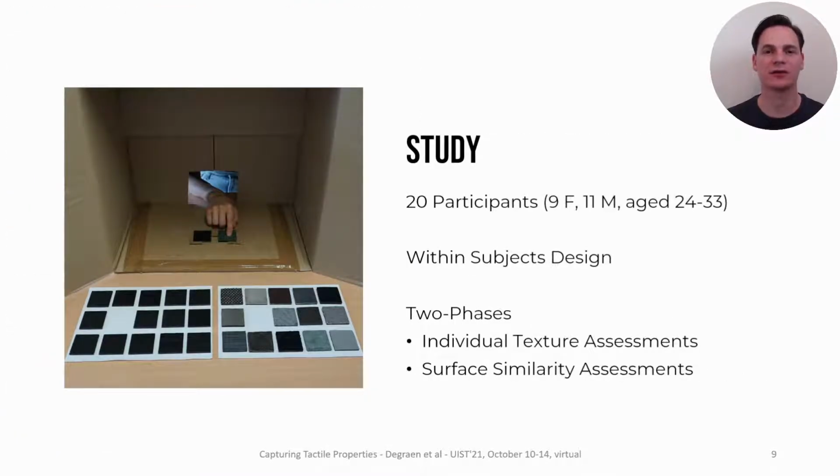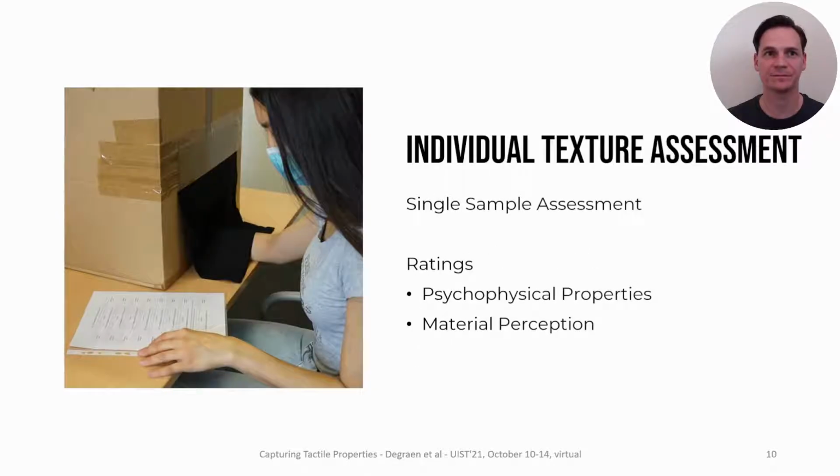To evaluate our haptic reproduction process, we conducted a user study with 20 participants using a within subjects design. Our study consisted of two phases, namely an individual texture assessment phase and a surface similarity phase. In the first phase, participants were presented with a single sample and could explore its tactile properties using their index finger. Here, participants rated different psychophysical properties and the material they perceived.